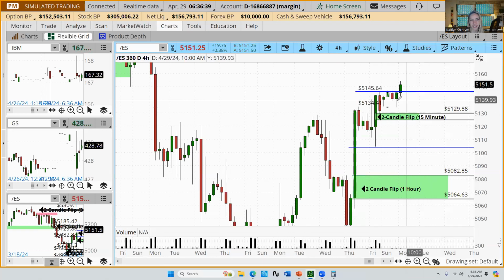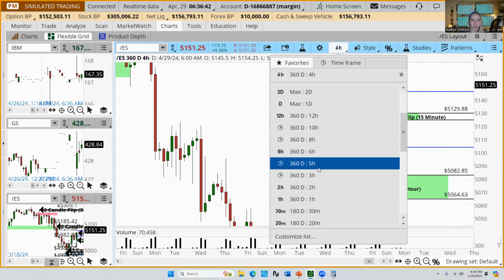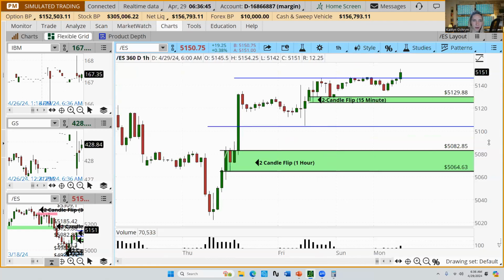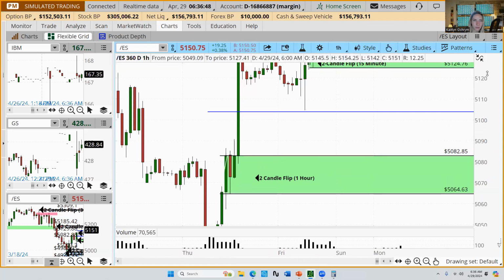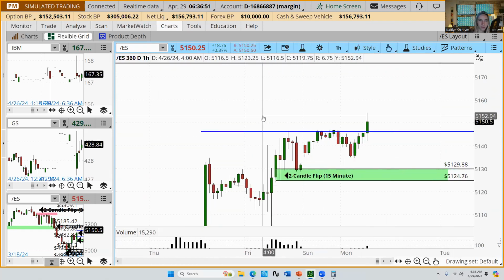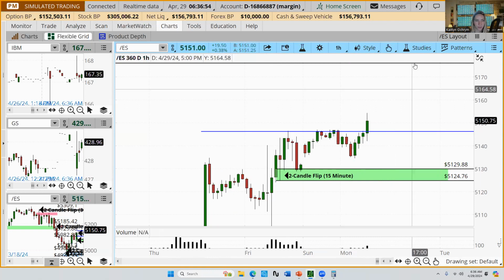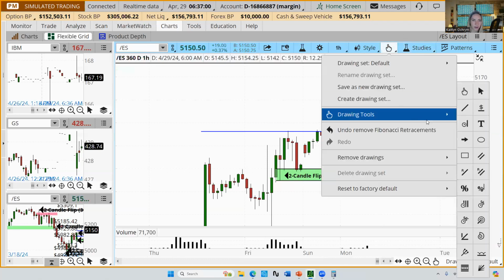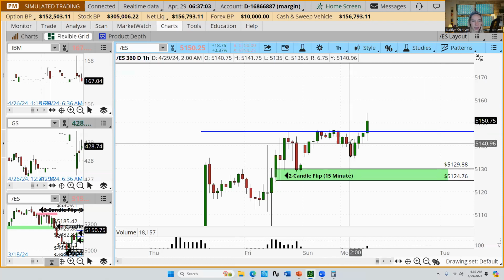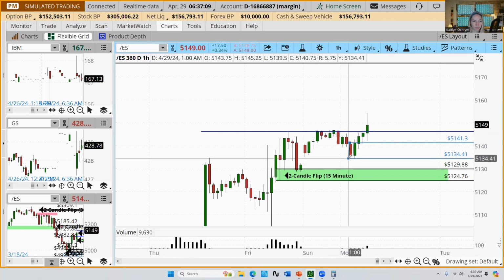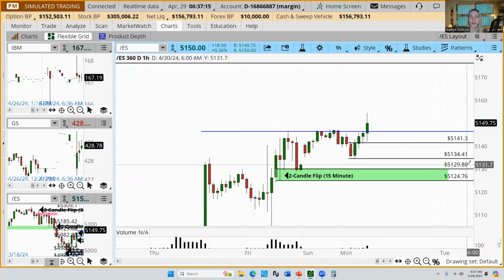For our day trading side of things, let's come down to a smaller time frame. Down to the 1 hour. Okay, so we've got our 2-candle flip down here. This is the one from our prep screen. And then we also have another one that was just formed in the overnight session. Got a 2-candle flip here. Entry 51.41.25. Stop at 51.34.25.